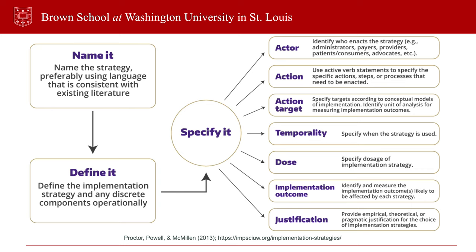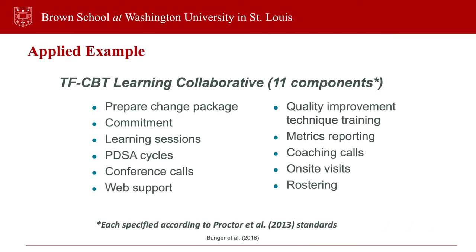As an applied example, my colleague Alicia Bunger wrote this paper several years ago in which we took a learning collaborative that was focused on implementing trauma-focused cognitive behavioral therapy. And this learning collaborative had 11 components, or you might think of them as discrete implementation strategies within it. And in that paper, Alicia specified each of those 11 components according to the Proctor et al. standards that I just presented on the previous slide.